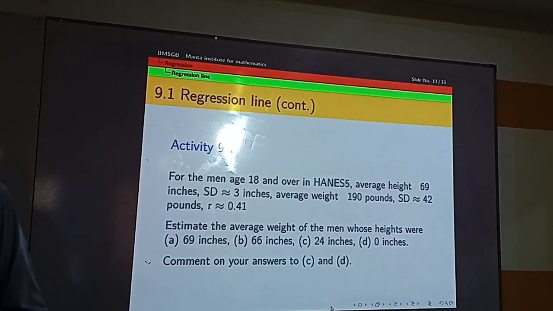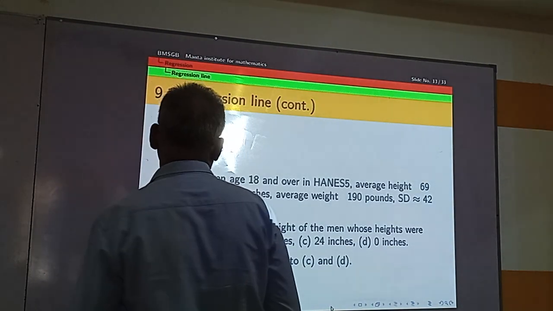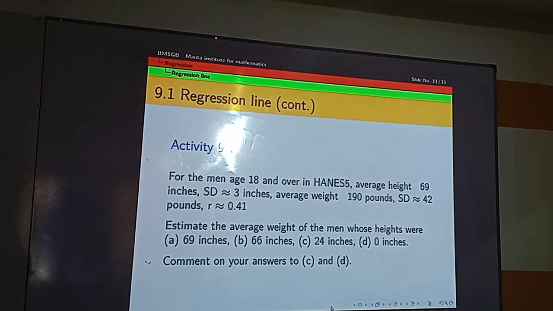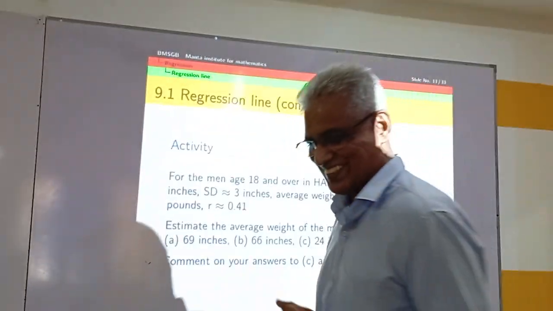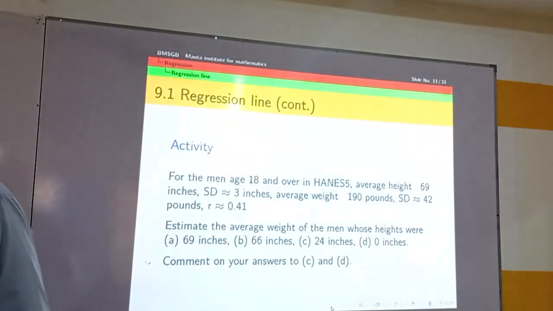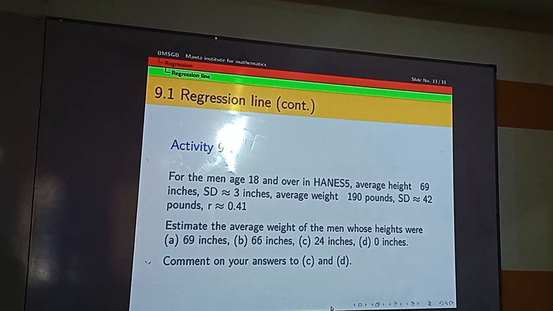Right. So let's look at an example. Activity. Okay, let's call it activity. Shall we do this? Because I don't usually ask you to do activities. So let's try to do it.